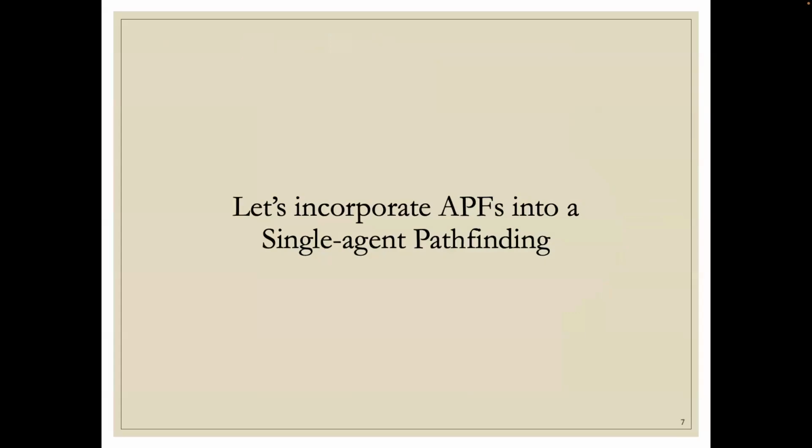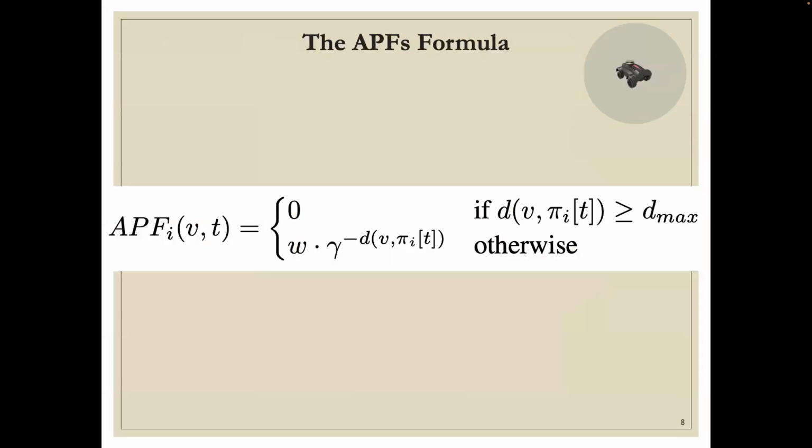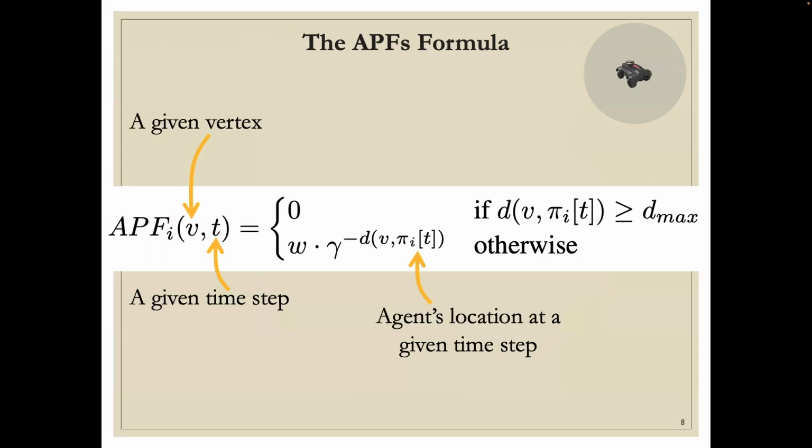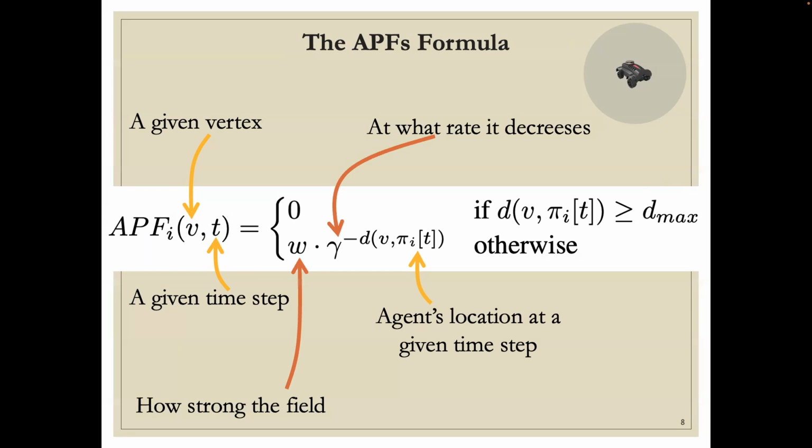Then our next idea was to somehow incorporate those APFs inside already existing single-agent pathfinding algorithms. But before that, we want to adapt the formula for single-agent pathfinding algorithms, and we need to introduce the time dimension. Here the formula is basically the same, except that we define APFs not only for every vertex, but for every given time step. And p_i^t is the agent's location at the given time step. Here as well we need three parameters: W for the strength of the field, gamma for the rate of decay, and Dmax for the distance of propagation.